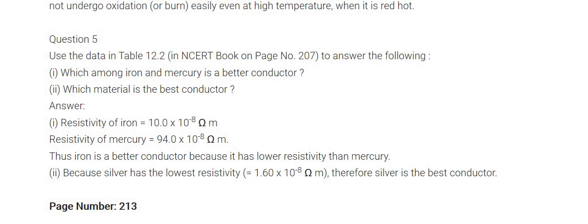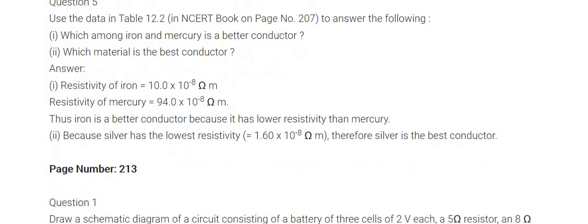And the second question: which material is the best conductor? As we discussed, the metal with the lowest resistivity is a very good conductor, because with the lowest resistivity it allows more current to flow through it. From the table you can conclude that silver has the lowest resistivity, 1.60 × 10⁻⁸ ohm meter. Therefore silver is the best conductor.